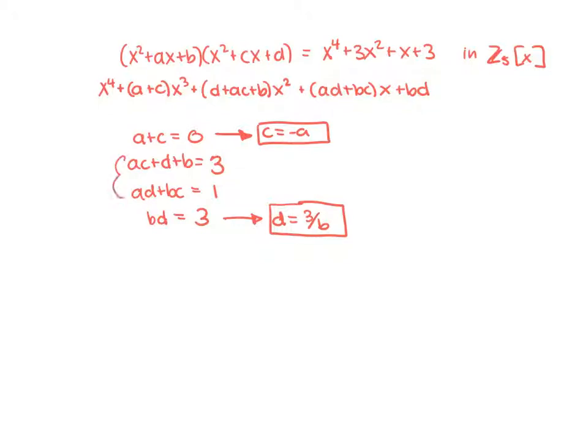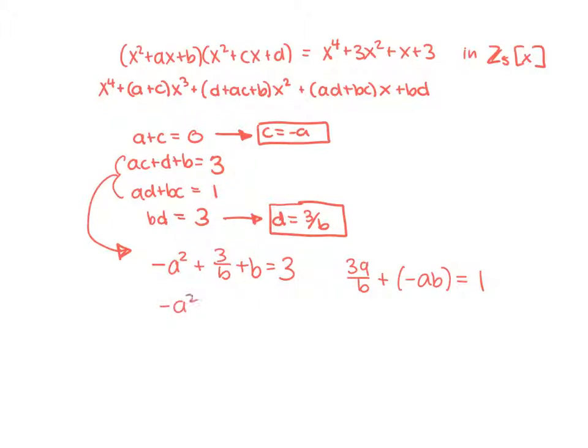So let's rewrite these just in terms of a and b. So that'll be negative a squared plus 3 over b plus b equals 3. And ad, so that's 3a over b plus bc, so that's negative ab equals 1. So I'm going to multiply by b so we don't have denominators.